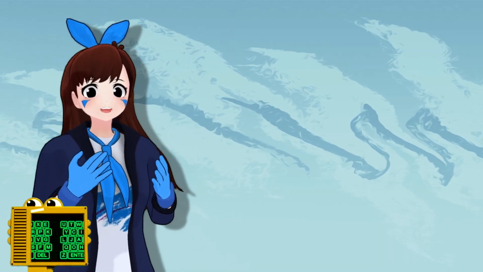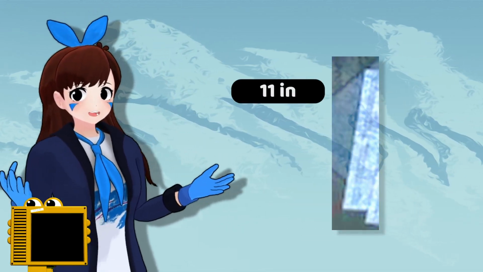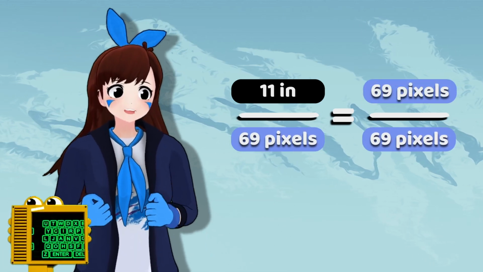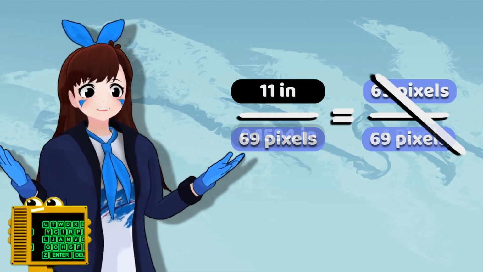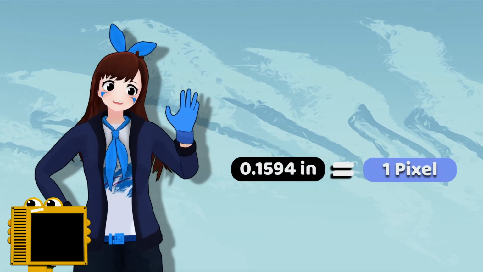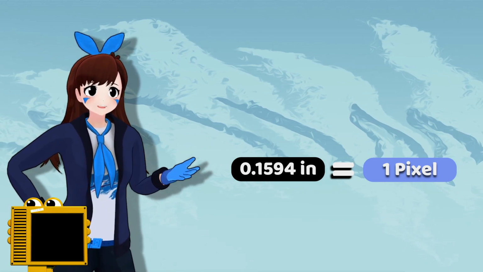Now to find how many inches one pixel is. We already know the paper's height is 11 inches. Now we just do a little bit of that funky algebra stuff. 11 inches equals 69 pixels. So we divide both sides by 69 so that we can get the amount of inches that one pixel equals. So 1 pixel is equal to 0.1594 inches.